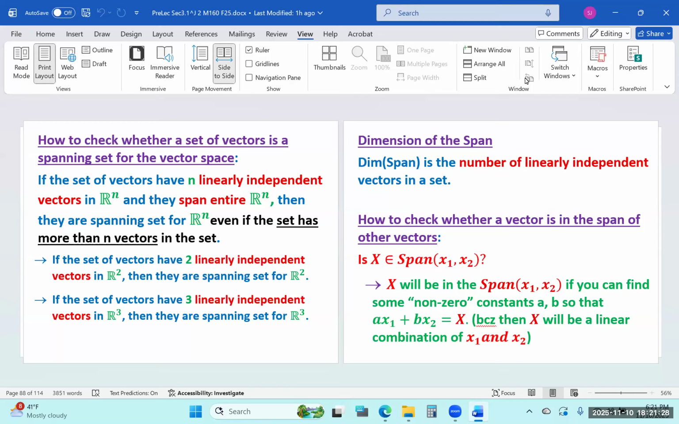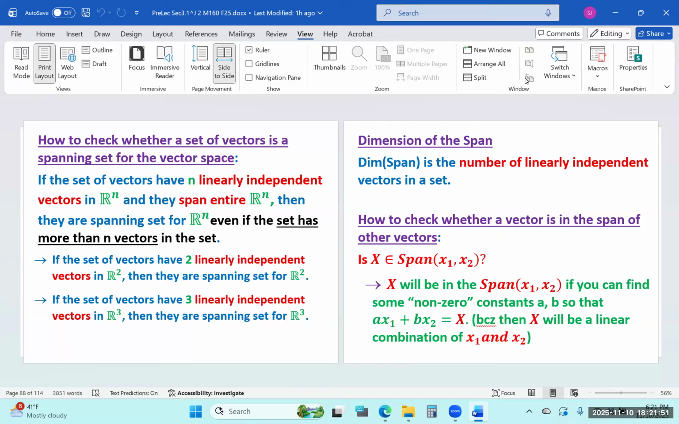What does it mean? It means, let's say you are in R2 space. In R2 space, if you have 2 vectors that are linearly independent, they cover the entire XY plane. So if you take any other vector in 2D, a vector with 2 rows, then that vector will definitely be in the span of the other 2.